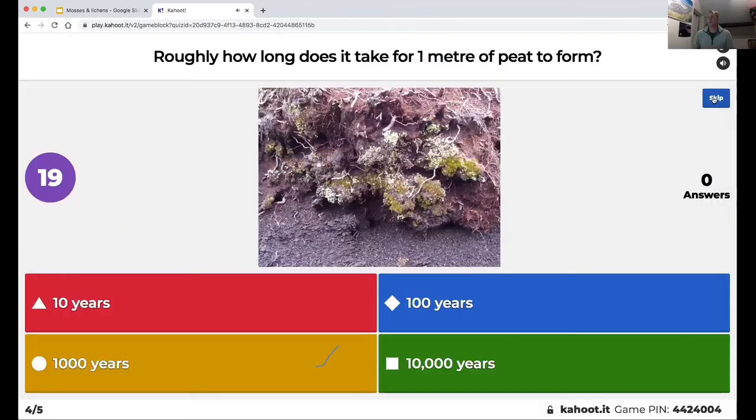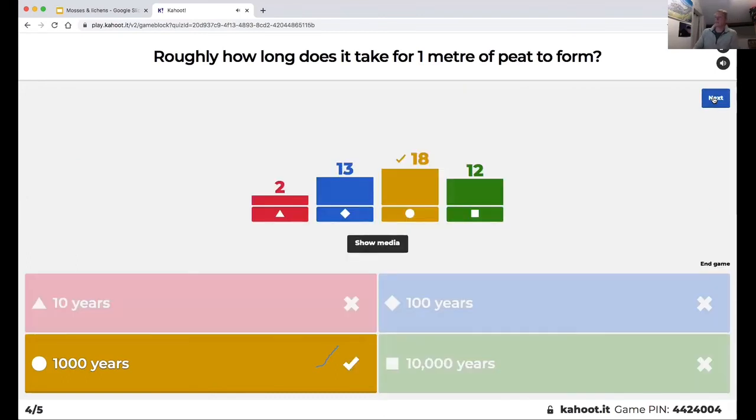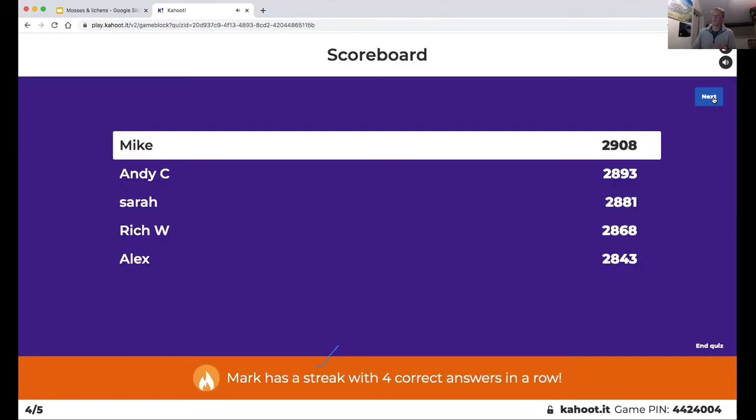Question about peat. How long does it take a metre of peat to form? Very slow process. And it's 1,000 years, so a millimetre per year accumulation, roughly. Well done, Mike.